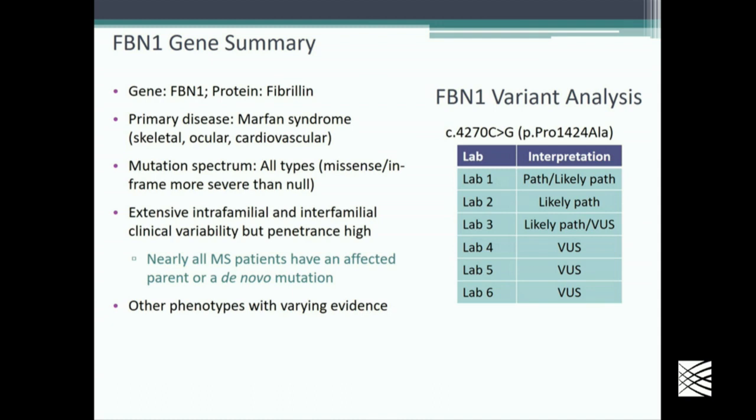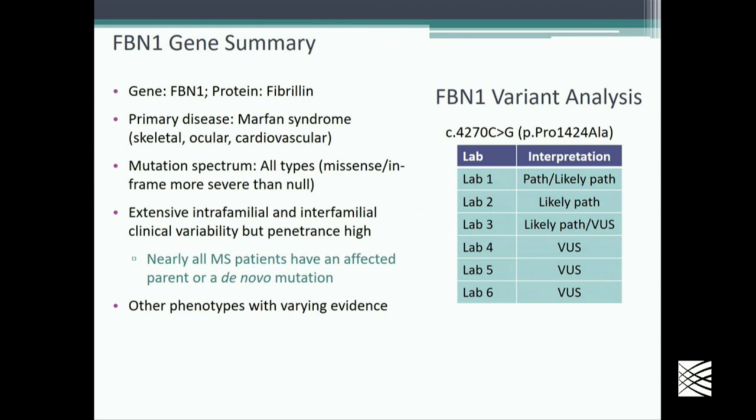So even with the same rules, you still arrive at different approaches. So now, anytime you evaluate a variant, you need to understand basic things about that disease and that gene. In the context of this particular variant, the primary disease this gene is associated with is Marfan syndrome. It has skeletal, ocular, and cardiovascular phenotypes. The known mutation spectrum for this gene associated with Marfan syndrome is pretty much all types can cause disease.